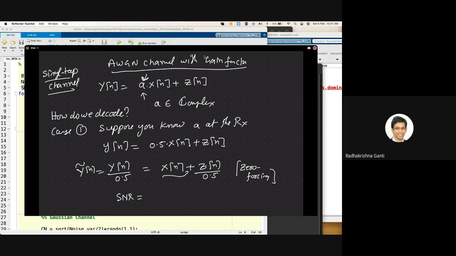This is the received signal, this is the signal that we want. So that's the expected value of x squared, which is 1. Noise power is different. Your entire noise is this whole thing. The expected value of z of n squared divided by 0.5 squared.